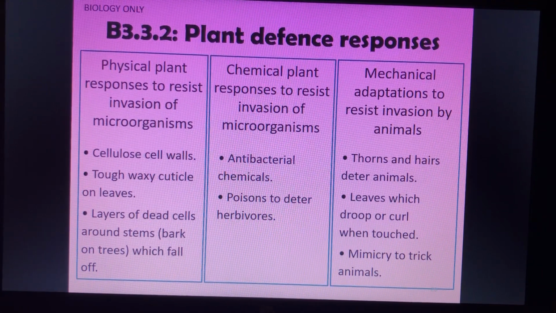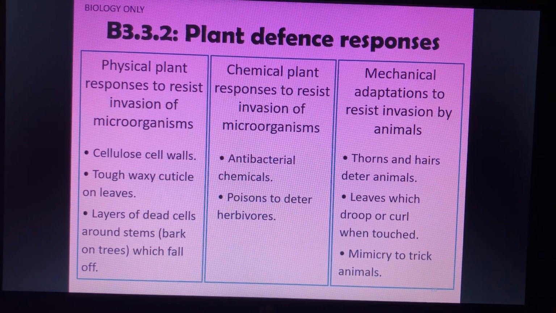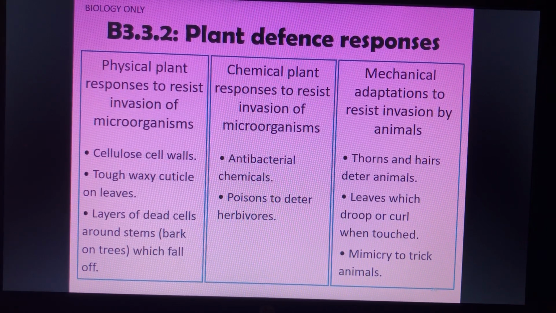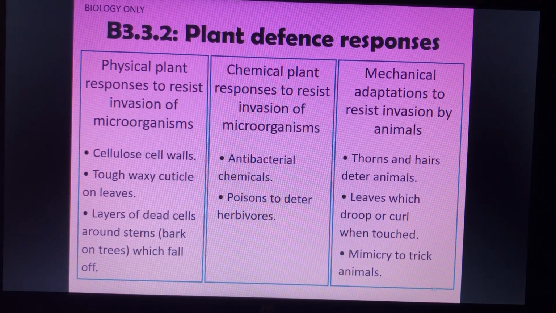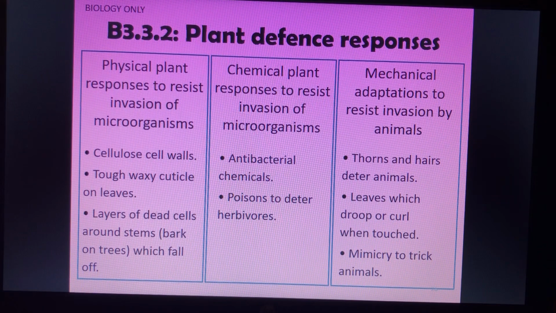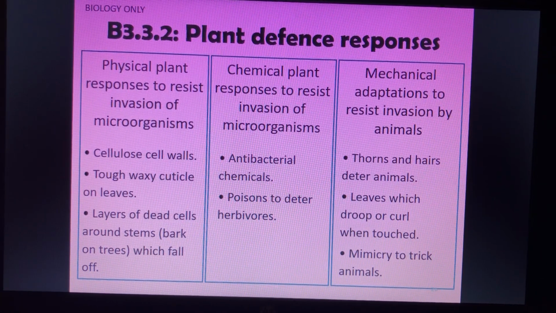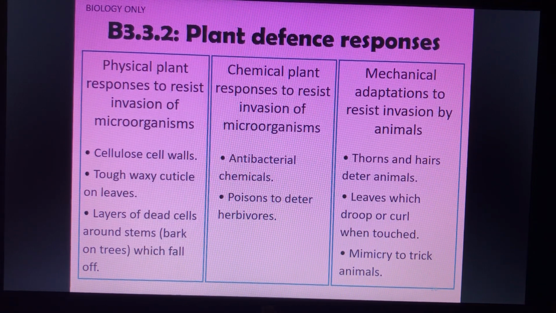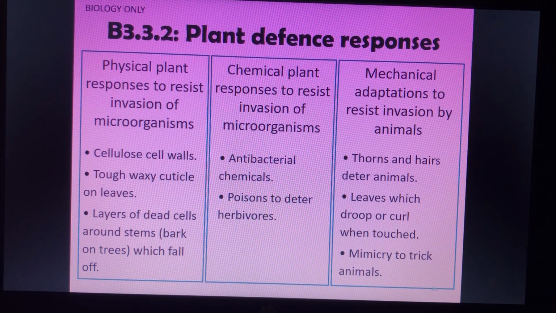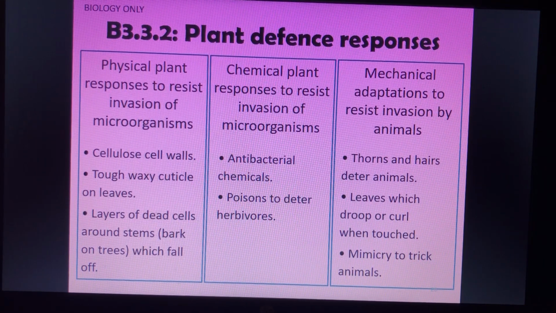Plant defences, so this is a defence against microorganisms, so bacteria, pathogens, the viruses, the fungi. The cellulose cell wall restricts anything from going inside the cell. On a larger scale, the waxy cuticle on the top of the leaf prevents pathogens from getting into the leaf. And then on an even larger scale, the bark on trees is dead cells which fall off, and then the bacteria or other pathogens fall off with it.